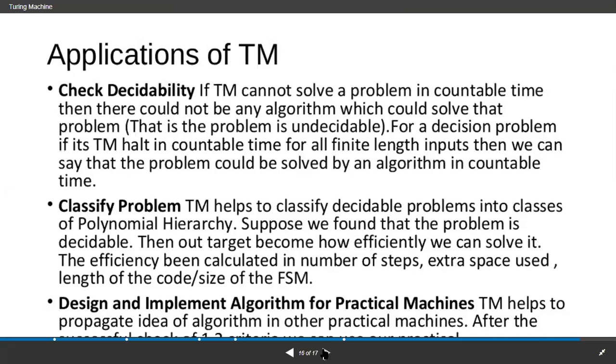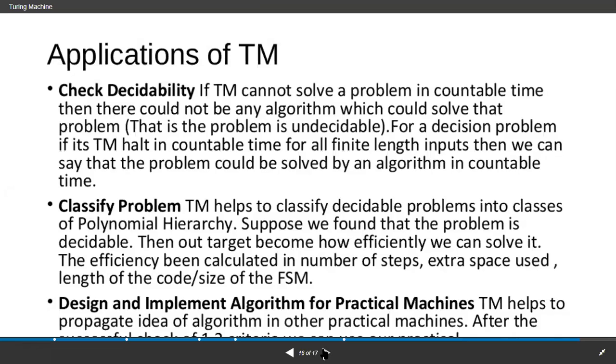So here in the application of check decidability, I use 2 different terms, that is decidable and undecidable. And when we can say that decidable, and when we can say that undecidable. So for a decision problem here, if its Turing machine halts, that means somewhere we need to halt the Turing machine, right, in countable time for all finite length of inputs, then we can say that that problem could be solved by an algorithm in countable time, then it is decidable, right? So we can call these also decision problems, right?